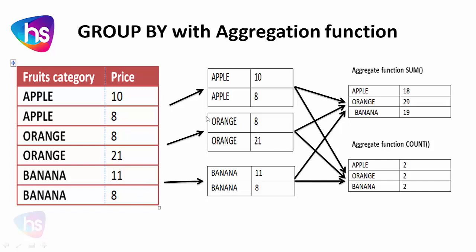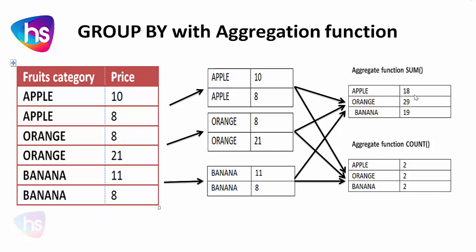All right, now see, the apple category is here, the orange category is here, and the banana category is here, grouping the data category-wise. Once that completes successfully, I apply sum as an aggregate function on the price column. Now the apple will be shown as one single record with a total price of 18.